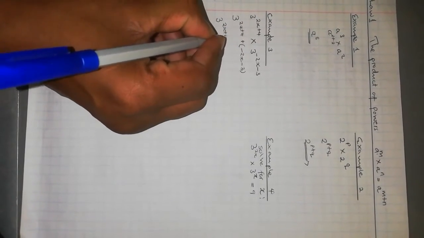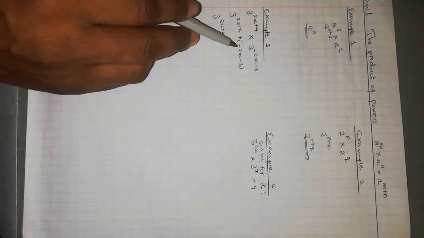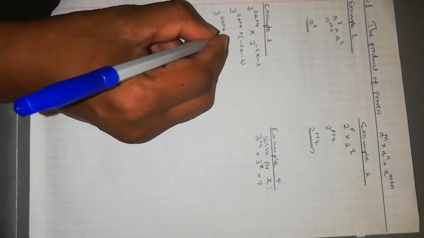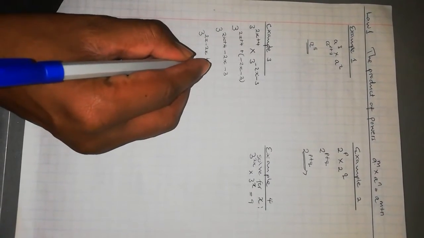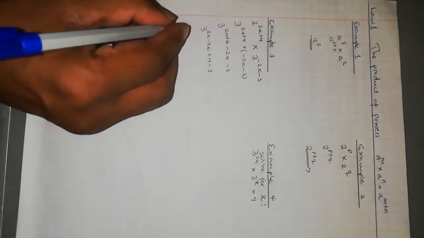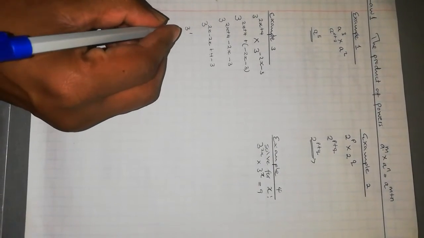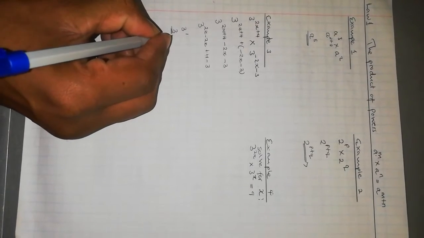So we're going to put that 3 again, 2x plus 4. Since we have a positive and a negative, we get what? A negative. So it's a negative 2x. A positive and a negative give a negative, that's negative 3. Then we collect the like terms. It's 3 there. Then you say 2x minus 2x plus 4 minus 3. Are we together? 2x minus 2x is 0. 4 minus 3 is 1. So it's 3 to the power 1, which is equal to 3. This is our final answer.